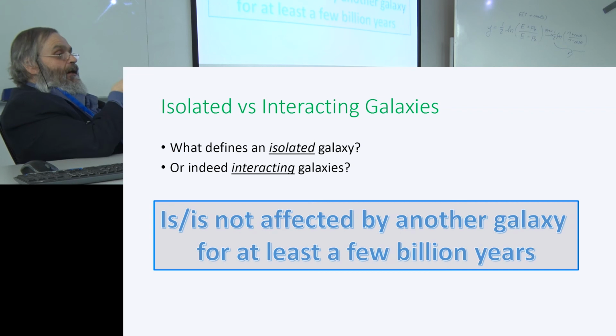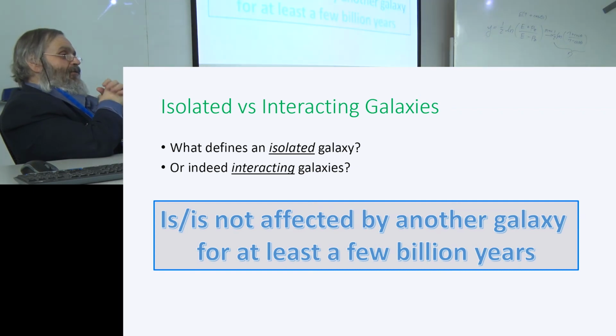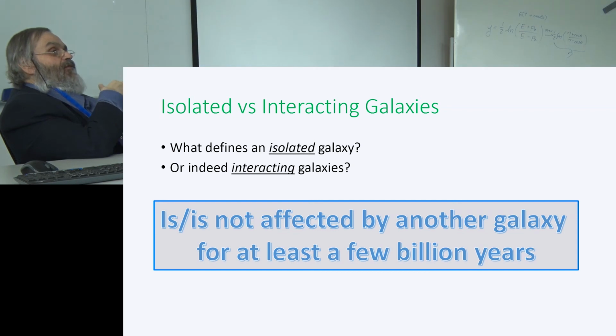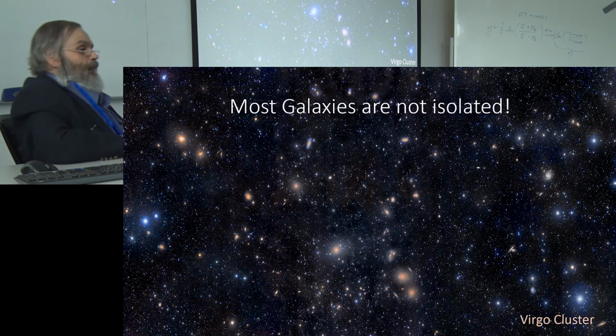Okay, so isolated versus interacting galaxies. The definition here, I find this whole field just a tad non-quantitative and a little annoying. It's isolated if it's not affected by another galaxy in the last few billion years, and it's interacting if it is.